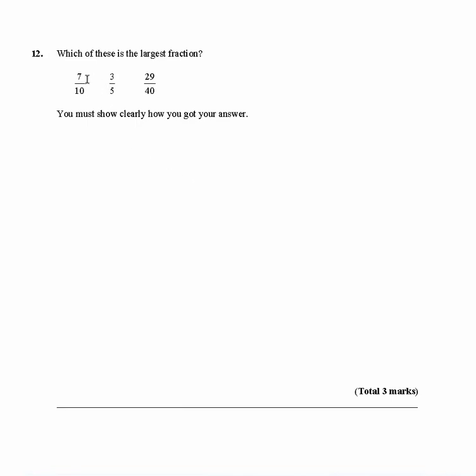So you could change this into a fraction with 40 on the bottom. How would you do that? And you can change this into a fraction with 40 on the bottom, 40 as a denominator. How would you do that? Once you've got the fractions with the same denominator, you can compare the numerators. So it doesn't matter what the denominator is as long as it's the same, because that then allows you to compare the numerators.